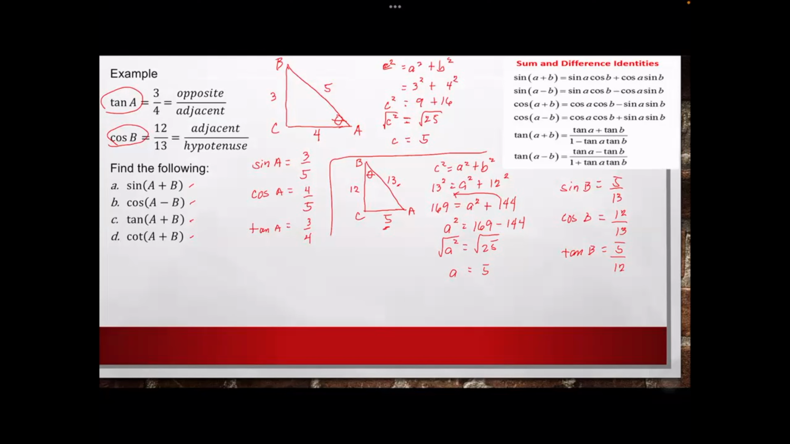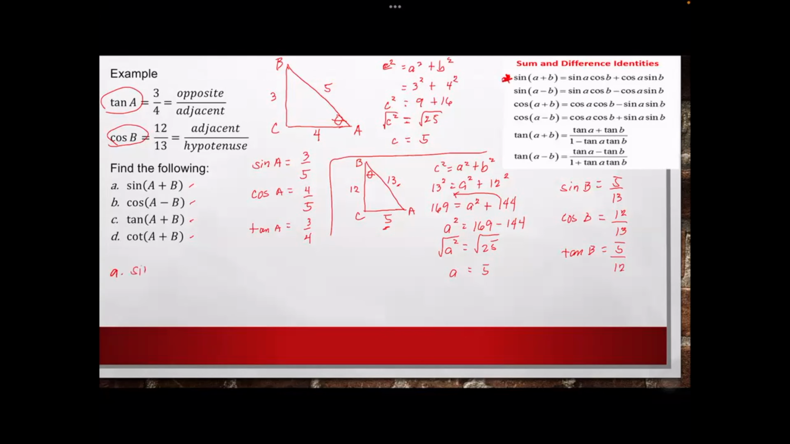Okay, so kompleto na ang barkada ng sin B. Meron na tayong reference B pala rather. Meron na tayong sin B, cosine B, and tan B. Let's solve the sin A plus B. Sin A plus B, gamitin natin itong formula na to.